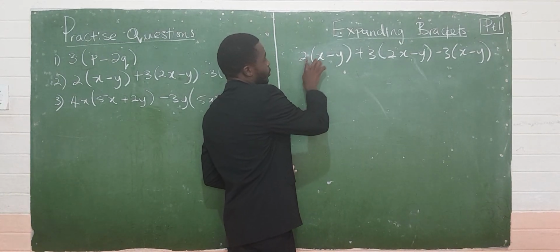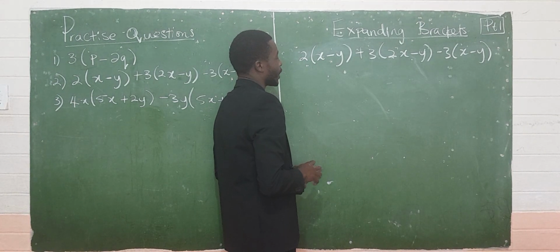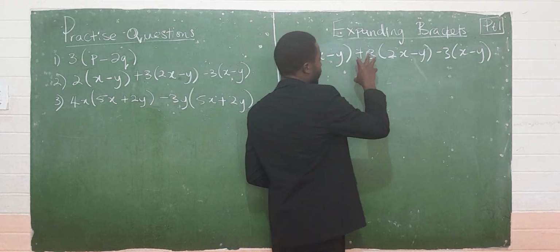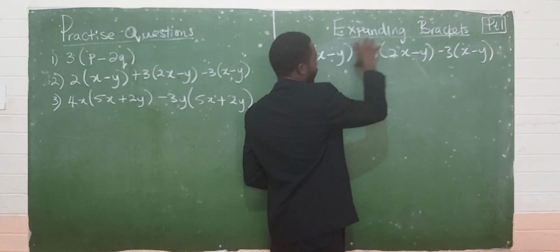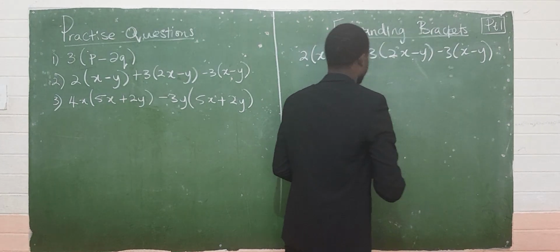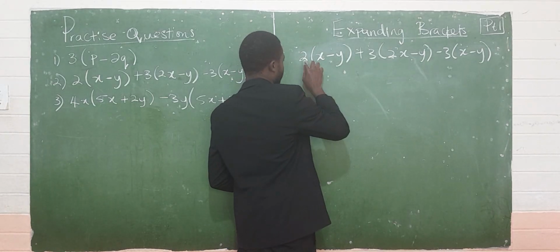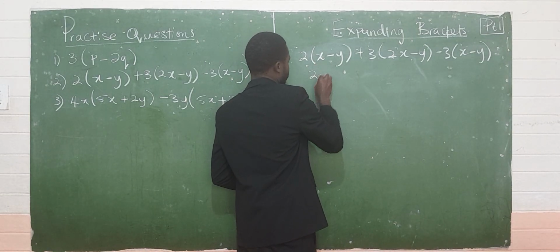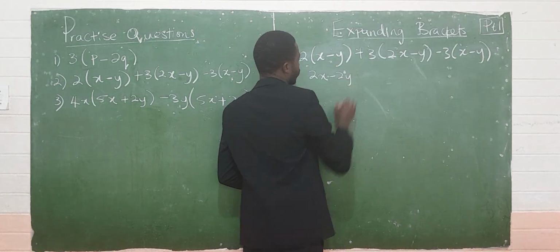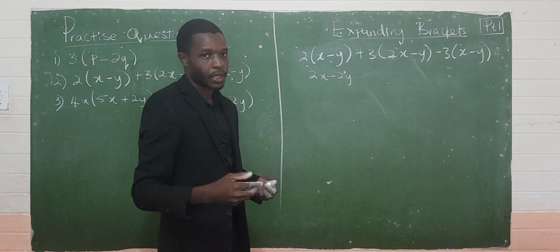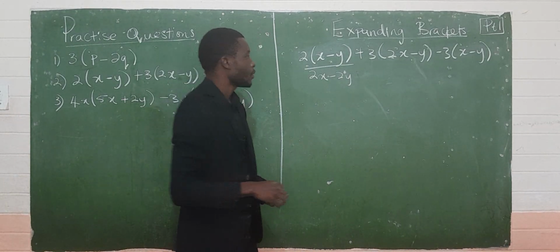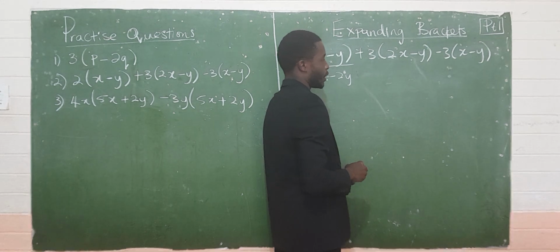This term is supposed to multiply all the terms that are here, and we'll remove the brackets from this part of the question. Then we'll do the same process that we have done here on this term, and we'll also do the same process even on that term. Let's go on piece by piece. 2 times x gives us 2x, and 2 times negative y gives us negative 2y. We have removed this first set of brackets. We'll do the same process right here.